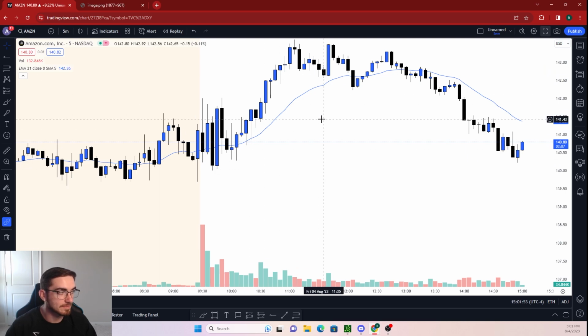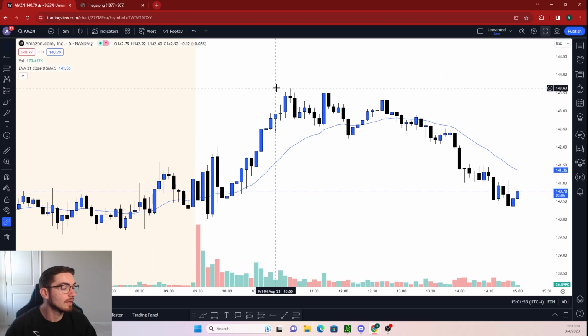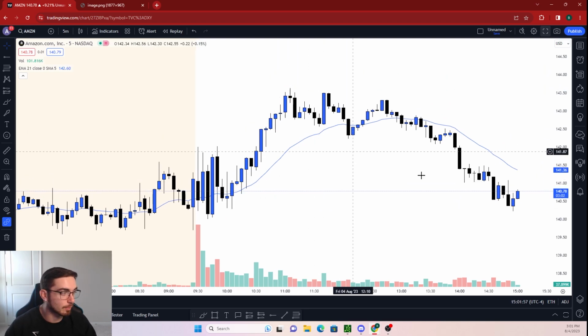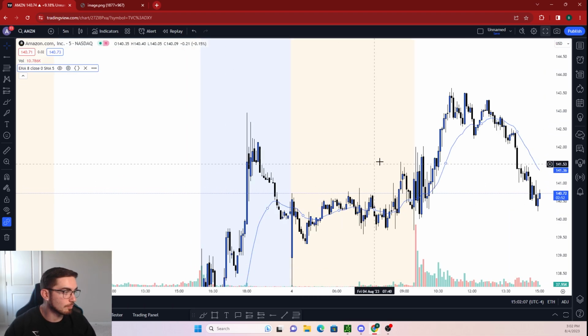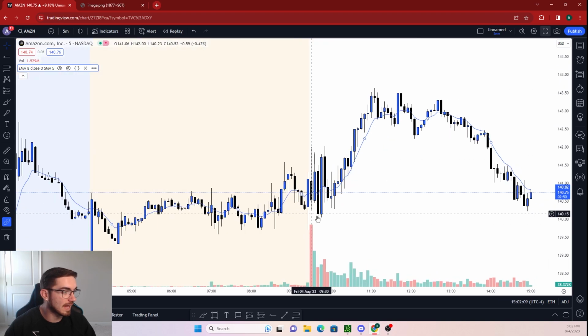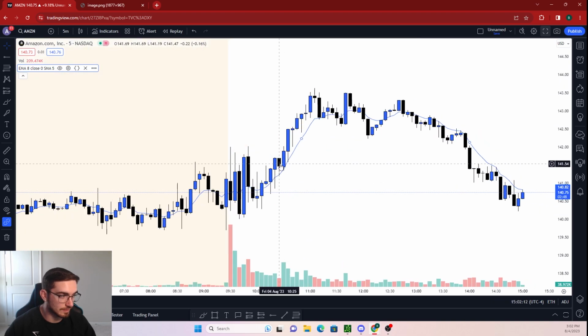And as we can see, Amazon climbed all the way up to a high of 143.6 before then pulling to the downside. Let's just go ahead and make this an 8 EMA real quick. So boom, now we have the 8 EMA on the 5-minute time frame a little later, as you can see on this one right here.